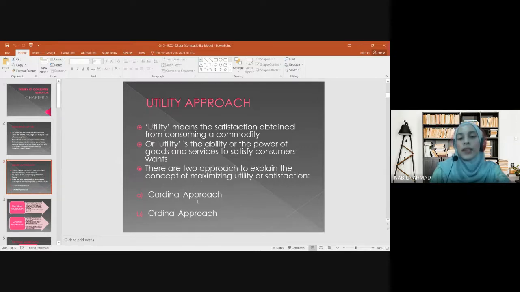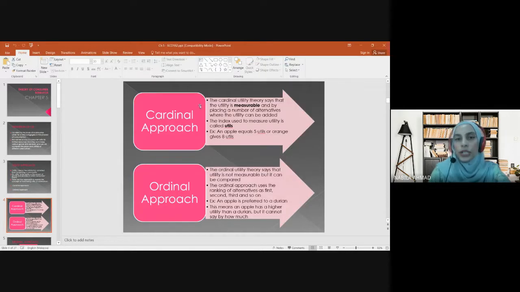Okay, so basically there are 2 approach, cardinal and ordinal approach. So kita lihat what is cardinal approach. The cardinal utility theory says that the utility is measurable and by placing a number of alternatives where the utility can be added. Maknanya satisfaction itu kita boleh put numbers. Kita boleh value the utility or the satisfaction. So the index used to measure the utility called utils. For example, an apple equals to 5 utils, orange equals to 8 utils. Maknanya kalau kita makan apple, kita ada 5 kepuasan and makan orange 8 kepuasan kita. So maknanya di sini satisfaction itu kita boleh measure, kita boleh put value.